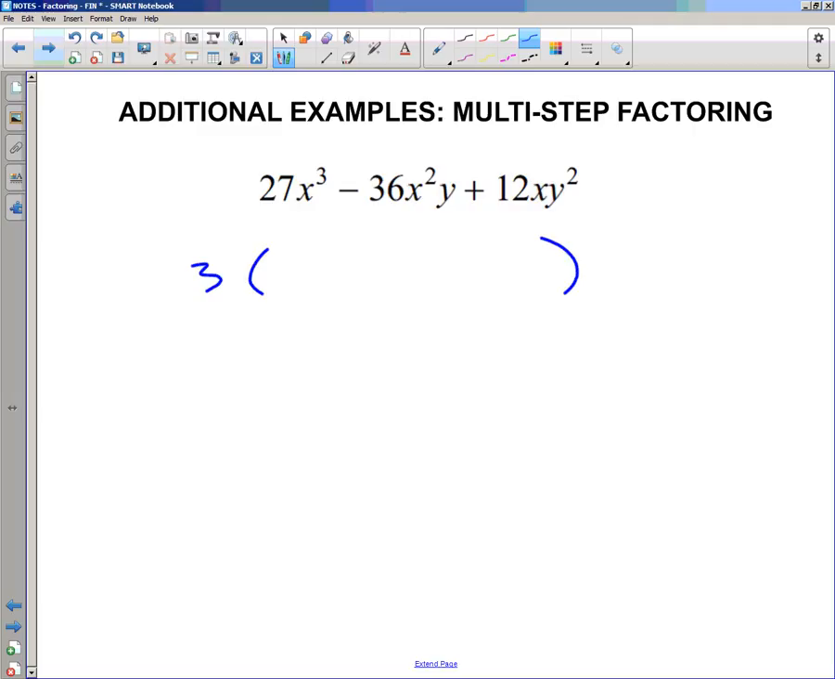There is no variable that's present in all 3 of those, so we can't pull any variables out. So we're just going to have to pull the 3 out. That's fine. We'll go ahead and do that. We'll be left with a 9x cubed. No, I'm sorry, I'm wrong here.